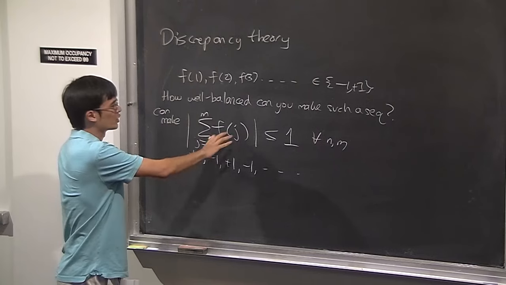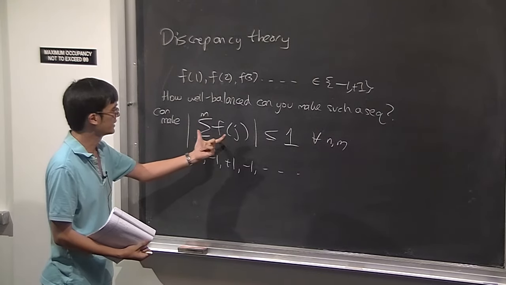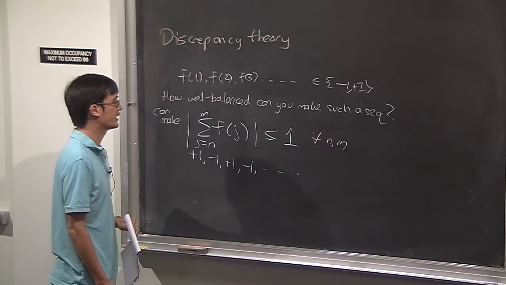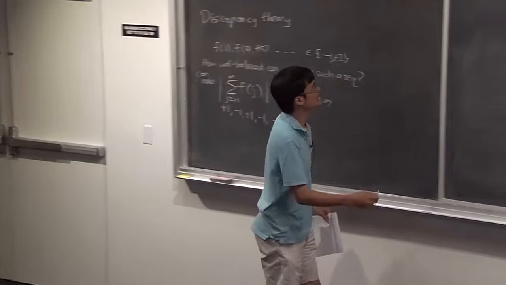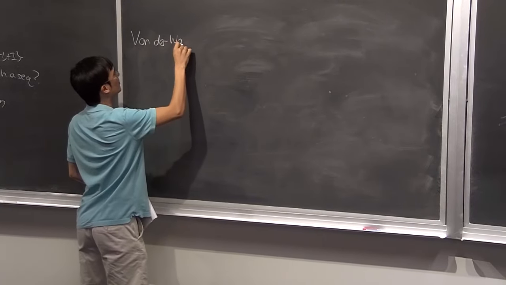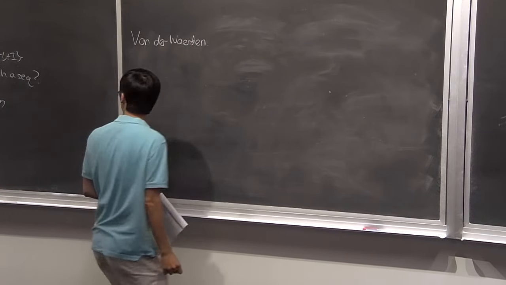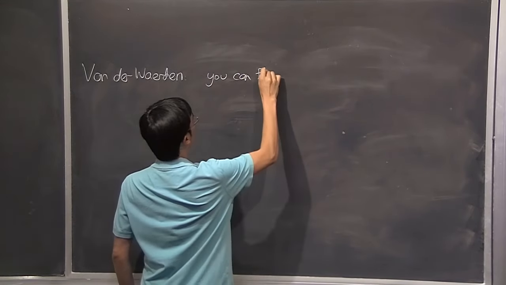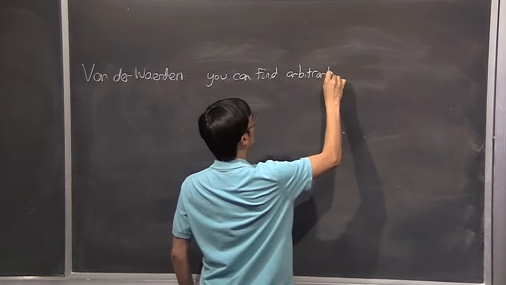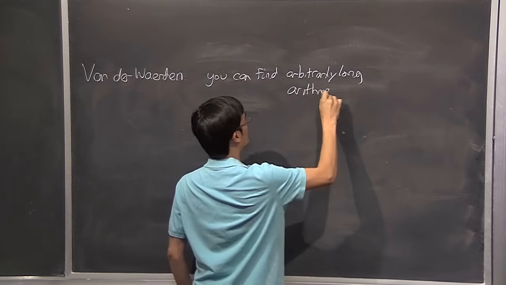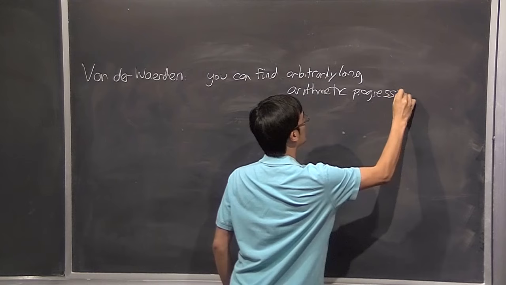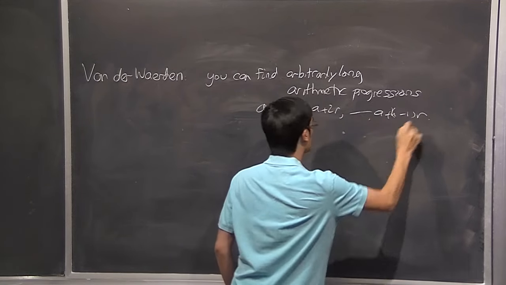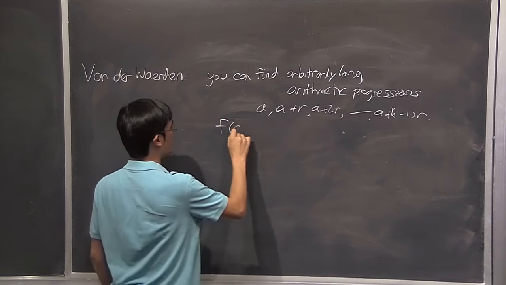It's more interesting if you ask for stronger notions of discrepancy, where you don't just ask that partial sums are small, but also sums in arithmetic progressions. And once you do that, then it becomes a lot harder to make the discrepancy small. So for example, there's a classical result of van der Waerden, I think in the 19th century, that says that you can find arbitrarily long arithmetic progressions a, a plus r, a plus 2r, up to say a plus (k minus 1)r, where there is no cancellation at all, where all of these guys are the same.